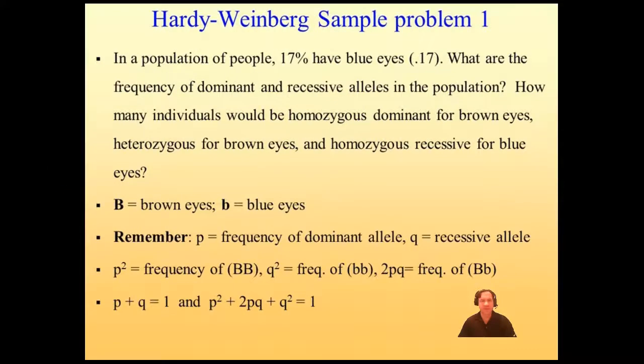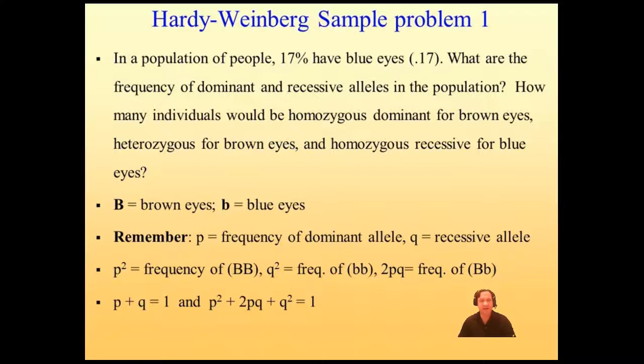All right, so now we're going to try a sample problem. So here we go. In a population of people, 17% have blue eyes. Now, if you remember, 17% is the same thing as saying 0.17. What are the frequency of the dominant and recessive alleles in the population? How many individuals would be homozygous dominant for brown eyes? How many would be heterozygous for brown eyes? And how many would be homozygous recessive and have blue eyes?